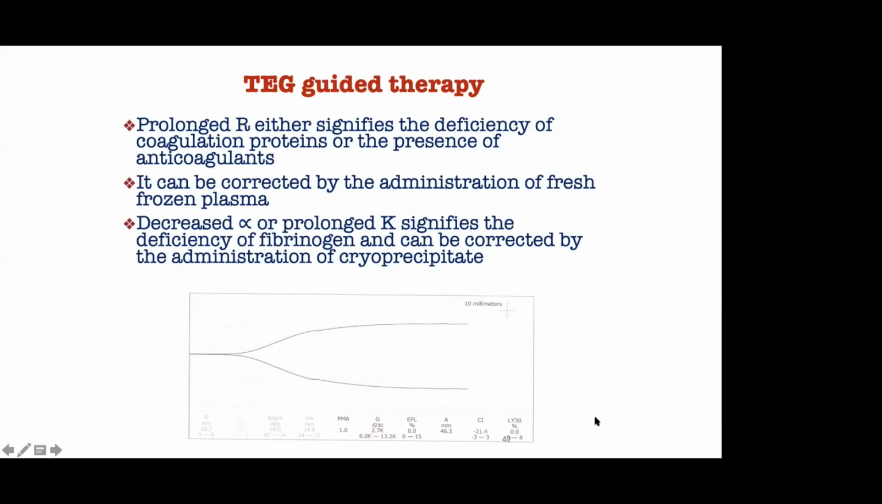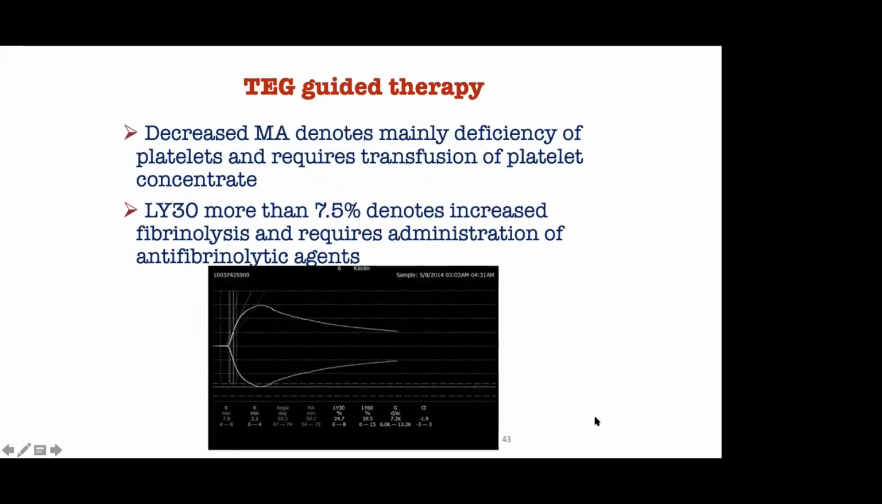Here is the trace. We can see that R and K are prolonged, the alpha angle is low, MA is low, and PMA, you see, is 1. This means that at just 5 millimeters of amplitude, the trace is predicting that this graph is not going to achieve the normal curve. So we can initiate our treatment much before the whole trace is done.